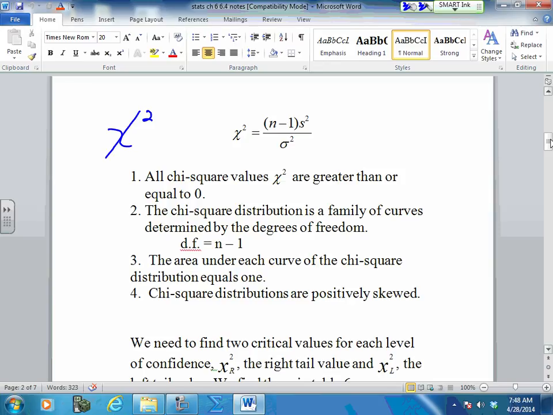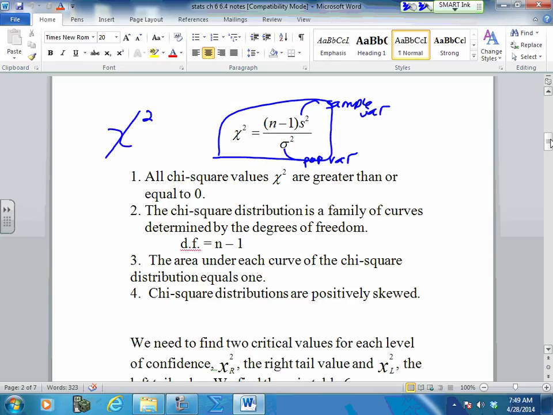Okay? Here's your chi-square formula. Again, this is the population variance. This is the sample variance. So if they gave you a population standard deviation, you would then have to square it to get the variance. Because remember, we always find the variance and then we took the square root to find the standard deviation. So you have to kind of have a little opposite approach. So here are some of their characteristics.